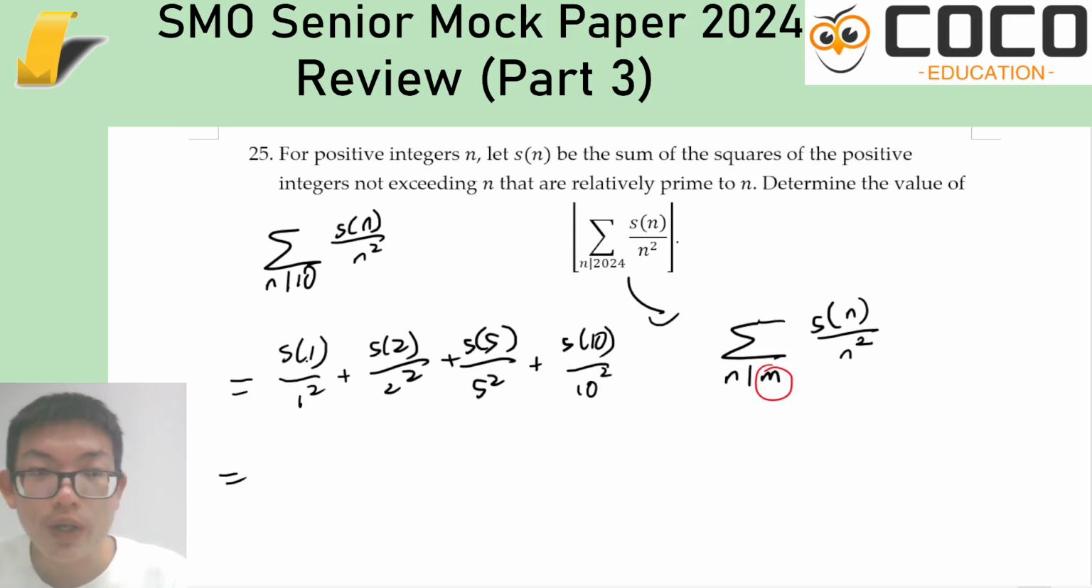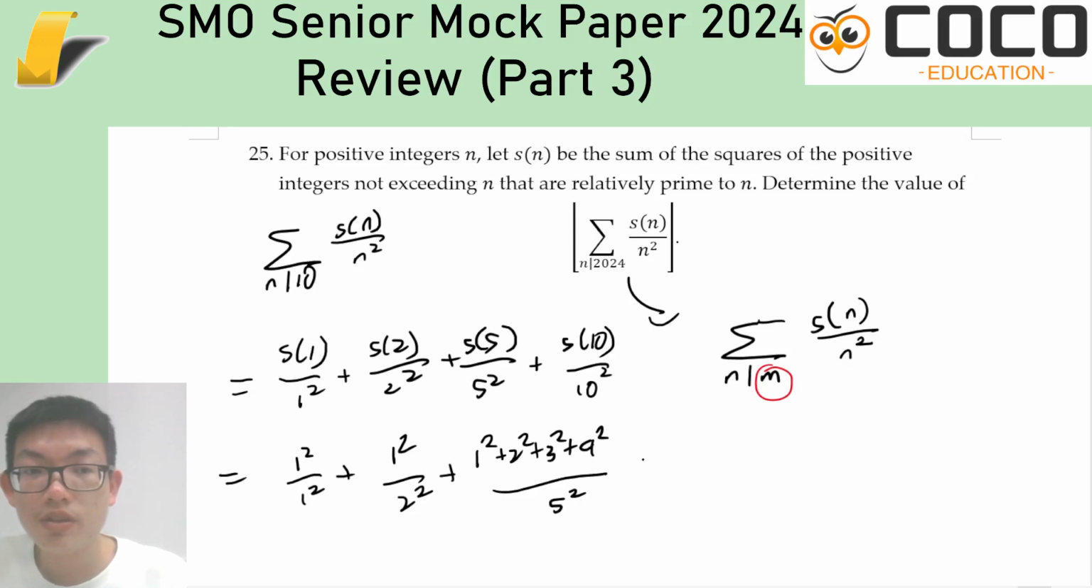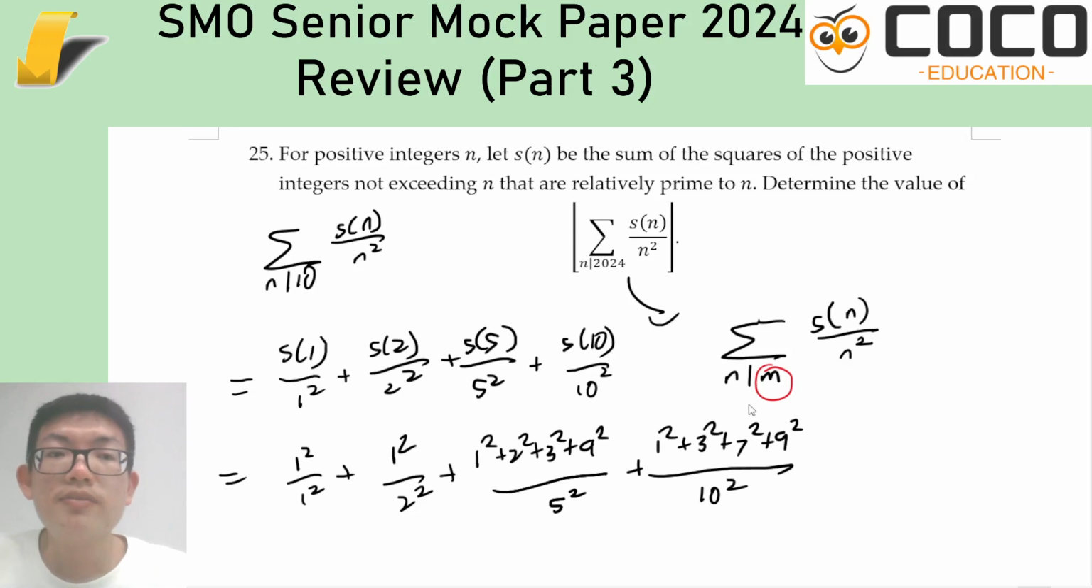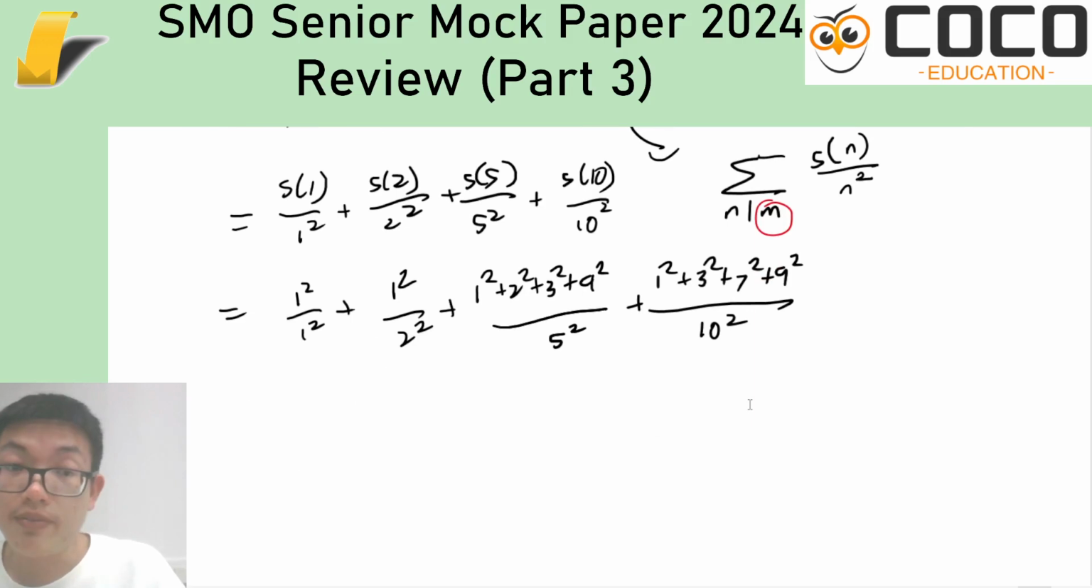So what is s of 1? It's 1 squared. What is s of 2? Now, relatively prime to 2 is just 1 again. Now, what's relatively prime to 5? 1, 2, 3, 4 are all relatively prime to 5. What's relatively prime to 10? 1, 3, 7, and 9.